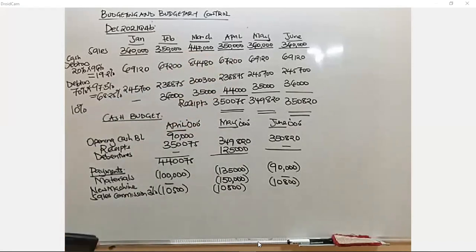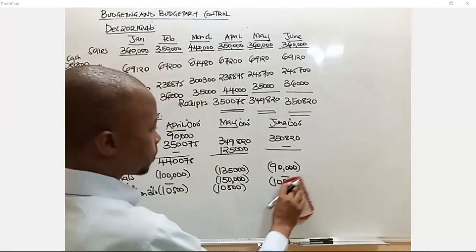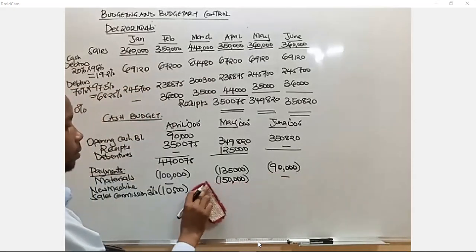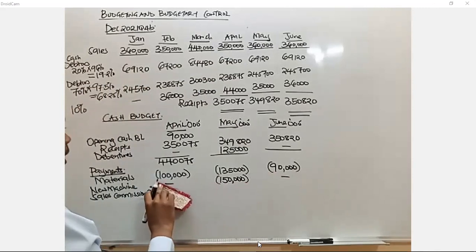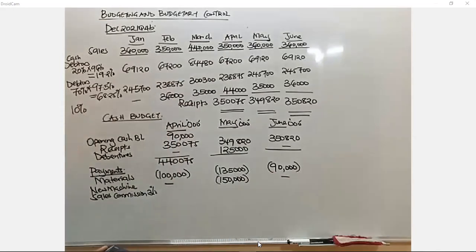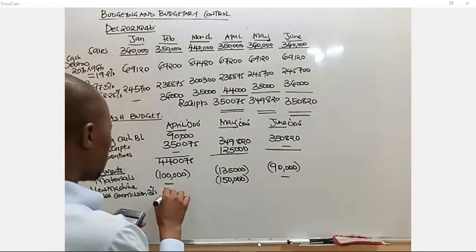Thank you for that. Yeah, it should be like that. So sales are for March, paid in April, it will be 3% times 440, getting 13,200.